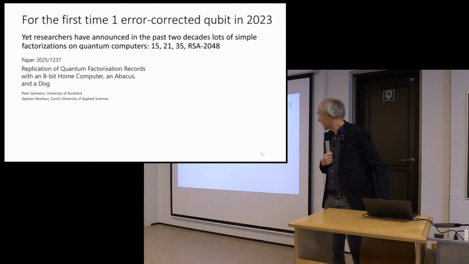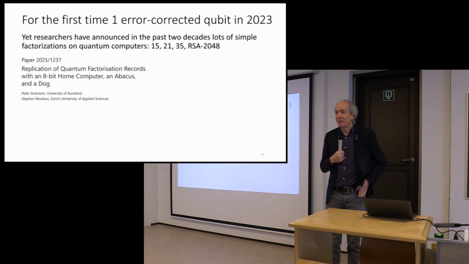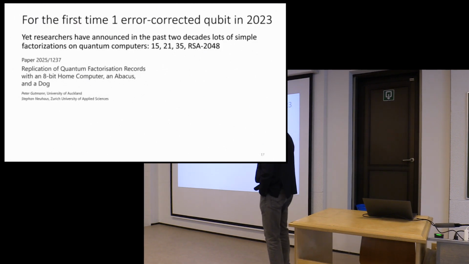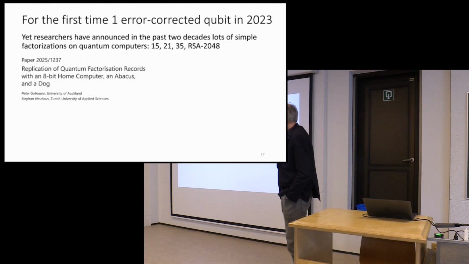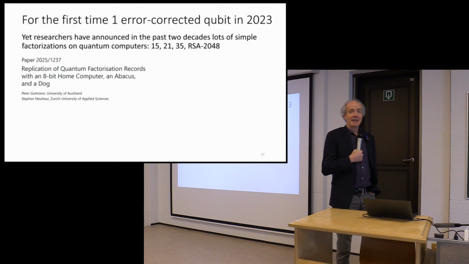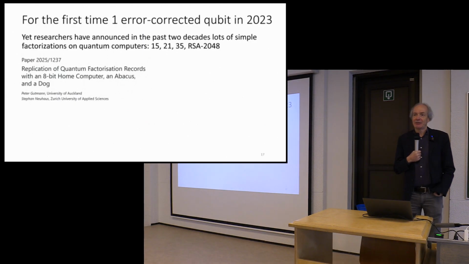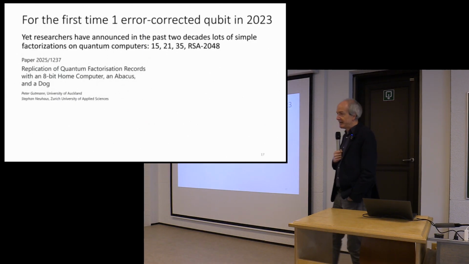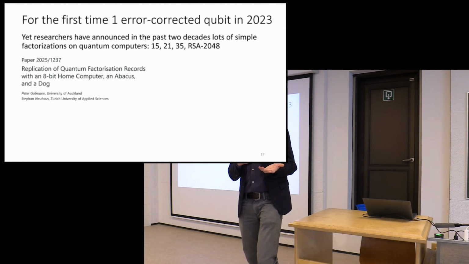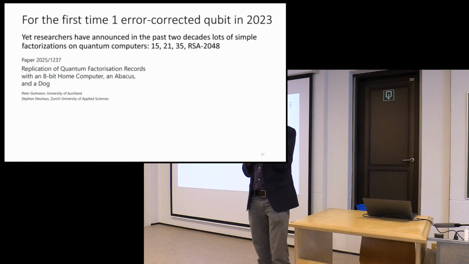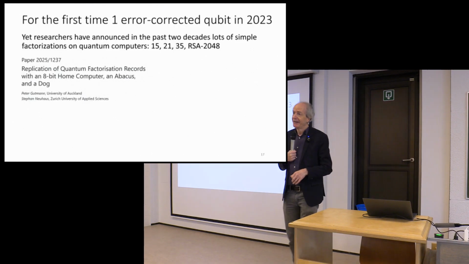It's very interesting. Some cryptographer got really upset with this, Peter Gutmann, and he wrote a paper about replication of quantum factorization records with an 8-bit home computer, an abacus, and a dog. More or less, his point of view was that all these things, what they do is they predict the answer, and there are only a few possibilities, and then they keep trying until they have the right one. And it's not even an exhaustive search, because they program some things in there.